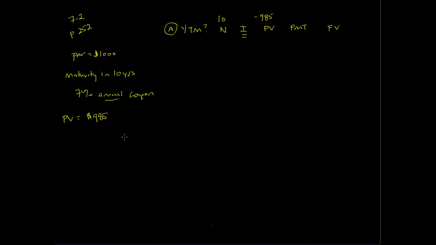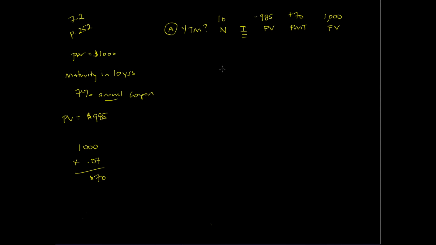Our payment is $70, and the way that we calculate that, we take par value, multiply by 7%, the coupon rate, and that gets us 70. And the future value is my par value, $1,000.